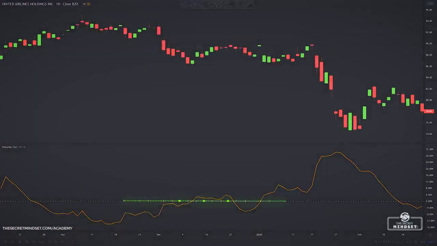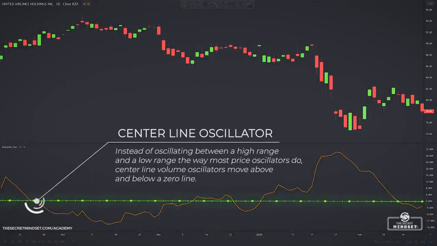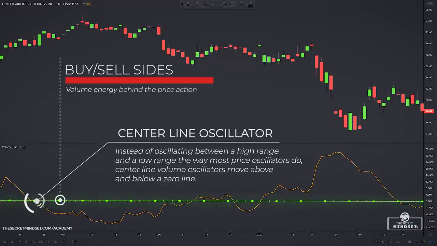The standard volume oscillator available for most charting software is a centerline oscillator. Instead of oscillating between a high range and a low range the way most price oscillators do, centerline volume oscillators move above and below a zero line. The centerline exposes the volume energy behind the price action for both buy and sell sides.